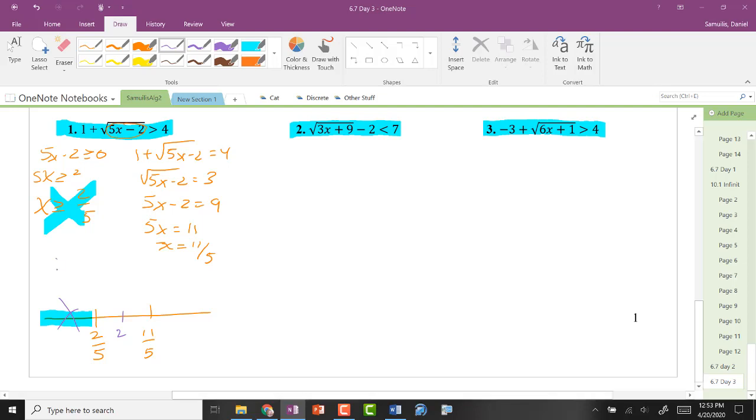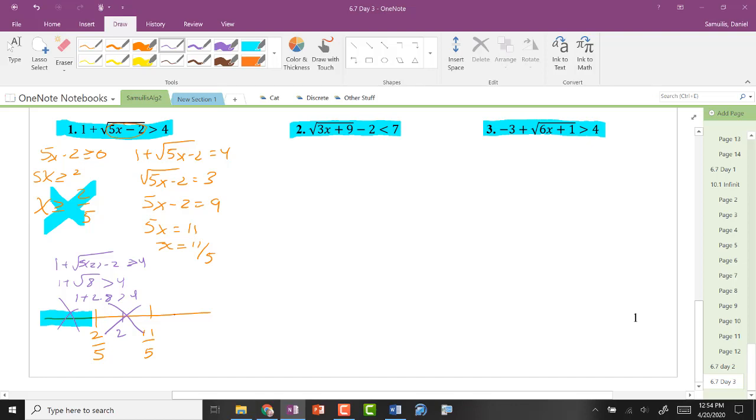So we check 2 in our solution. 1 plus the square root of 5 times 2 minus 2 is greater than 4. So I get 1 plus, that's 10 minus 2 is 8, greater than or equal to 4, or just greater than, sorry. Greater than, there we go. The square root of 8 is approximately 2.8. So we have 1 plus 2.8 is greater than 4. That's 3.8. That does not work.